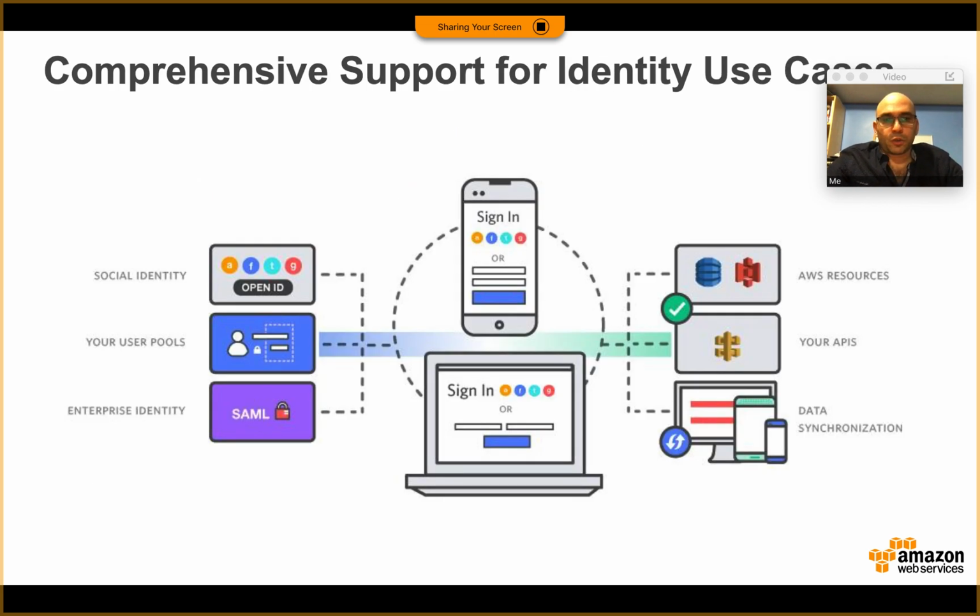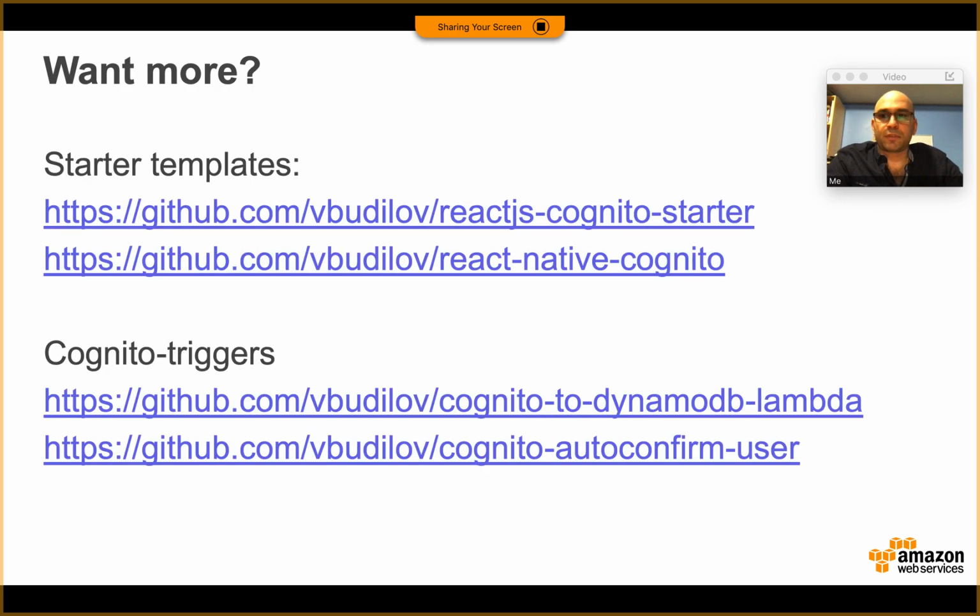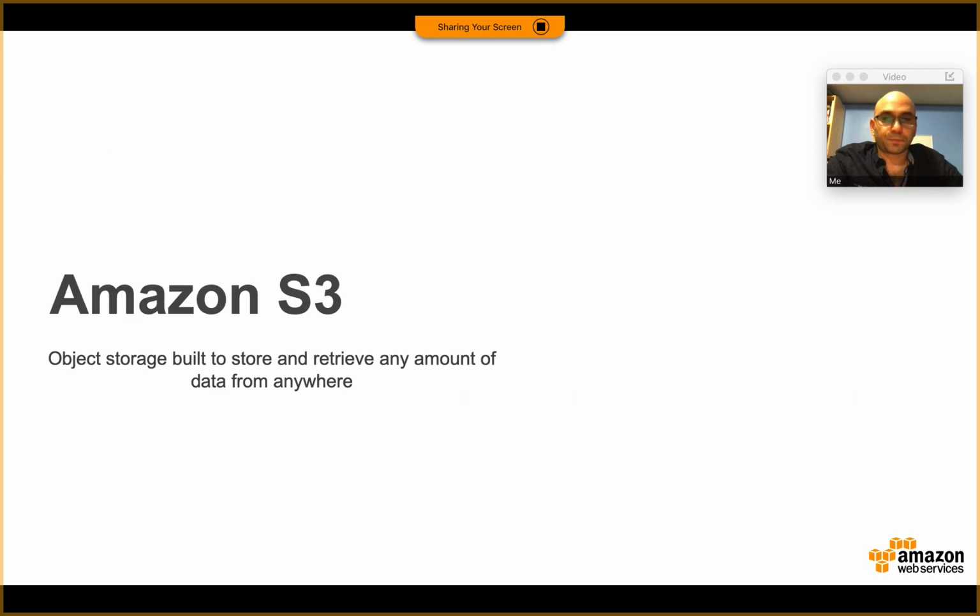There's a bunch of use cases here, and I just mentioned some of them. If you want more, these are some of the links that you can follow. This is a React.js Cognito starter, a React Native Cognito starter, and some Cognito triggers as well. A lot of people find this useful, at least based on the stars and the conversations that I've been having with a lot of customers. And feel free to reach out.